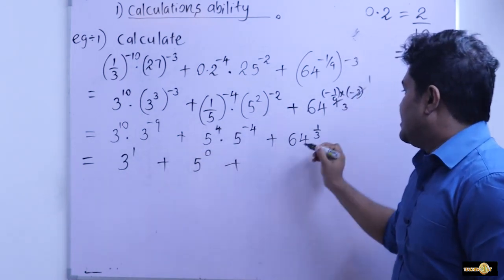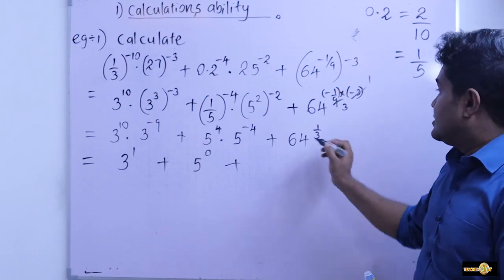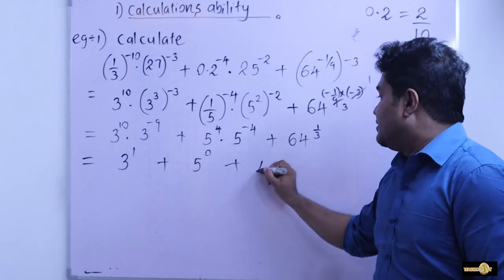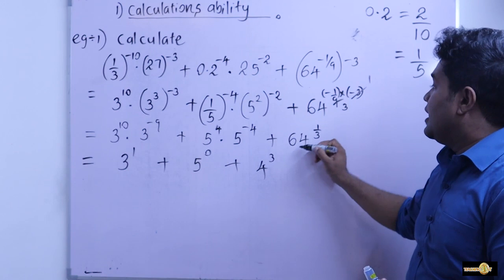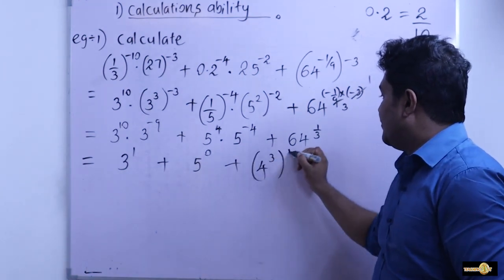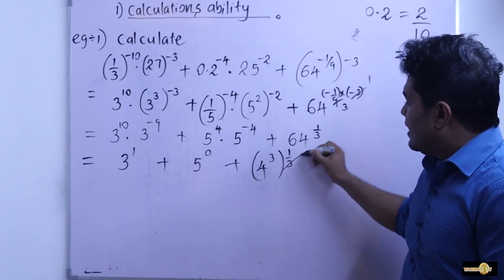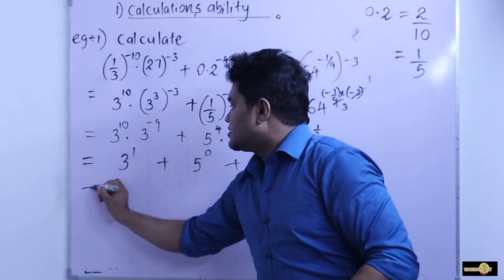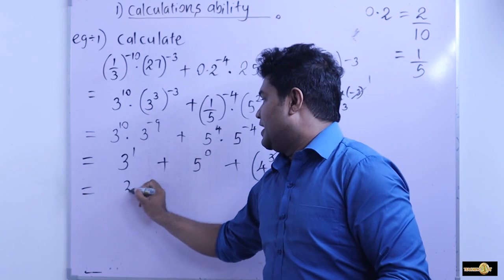And plus this is according to the power 3. You know that 64 is 4 to the power 3. We can write 4 to the power 3 instead of 64 in the 1/3 power. And according to the power of a power, we can simplify here. Then what are the answers remaining? And 3 to the power 1 is 3.